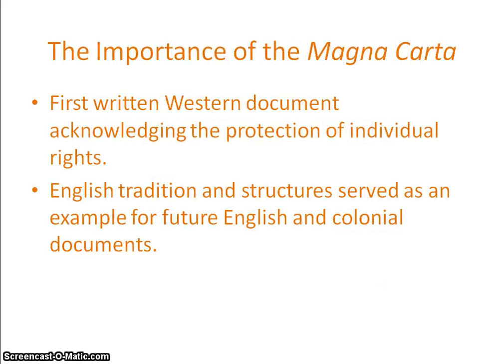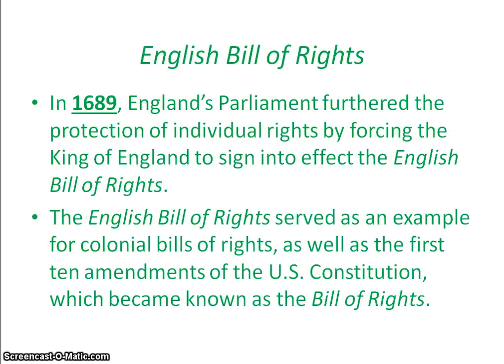And as the years go on, you have the enfranchisement of many groups of individuals in the United States as well. Now, the significance of the Magna Carta, the ding, ding, ding, why is this important, is that it is the first Western document acknowledging the protection of individual rights, that people's rights have to be protected, that you need to have it written down in order to ensure that those rights are guaranteed. The English tradition and structures that are served in the Magna Carta are going to be examples of future English and colonial documents. So the Magna Carta becomes the basis for all of the documents to follow.